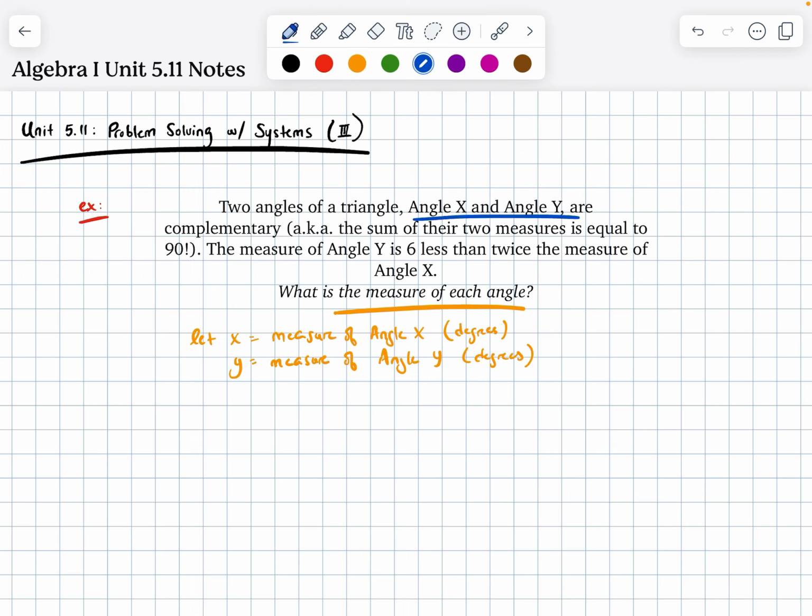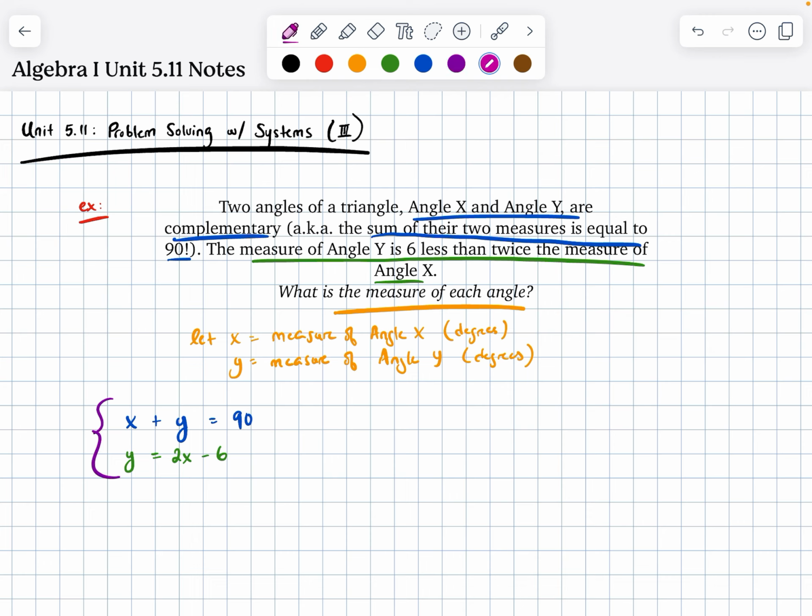Looking at my first sentence, I'm told that my two angles are complementary, which is a fancy geometry word for saying that the sum of their measures is 90. Well, the measure of angle x, we've defined as x. If I add that to y, which is the measure of angle y, that means I should get 90. I also know that the measure of angle y is 6 less than twice the measure of angle x. Reading left to right, the measure of angle y is y. Is gives me my equal sign. And then 6 less than twice the measure of angle x, well, twice the measure of angle x is 2x. 6 less than that would be 2x minus 6.